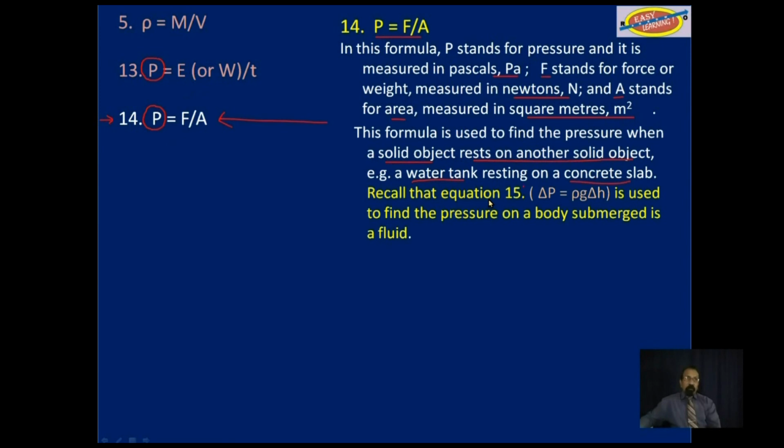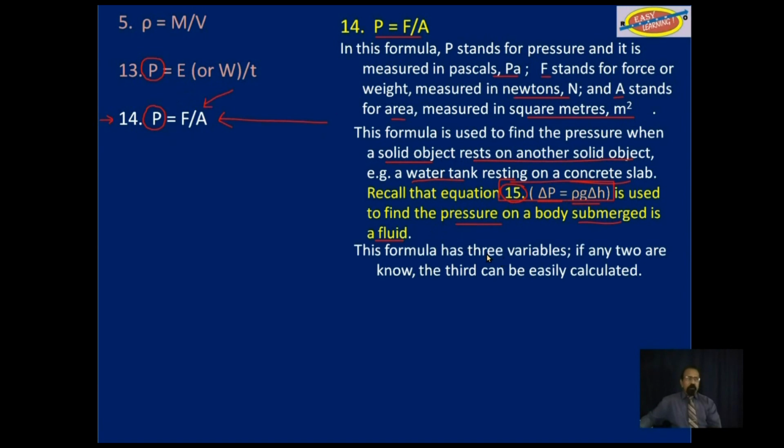Now recall previously from Formula 15 that delta P is equal to rho g delta h, which is used to find pressure on a body submerged in a fluid. So we have 2 formulae for pressure, the one we are going to look at right now, and the one we already looked at in Formula 15. Now this formula here, P is equal to F over A, has 3 variables. If any 2 are known, the third can be easily calculated.